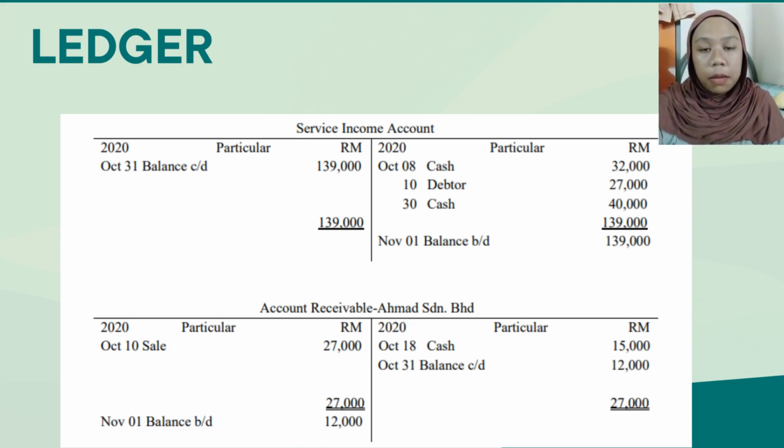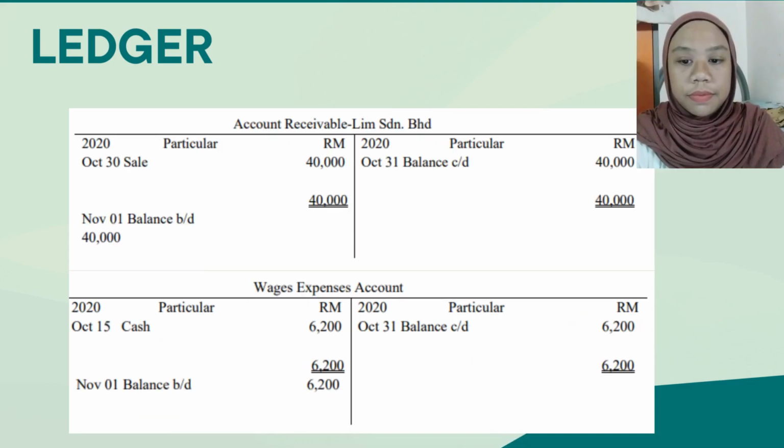Account receivable Ahmad Sdn Bhd for debit side October 10 sale 27,000 and the total will be 27,000. For credit side October 18 cash 50,000. For October 31 balance CD will be 12,000 and the total will be 27,000. For November 1 balance BD is 12,000.